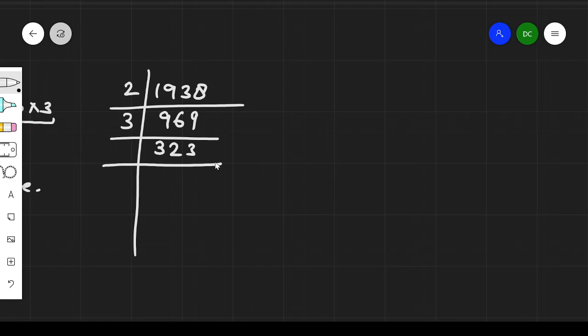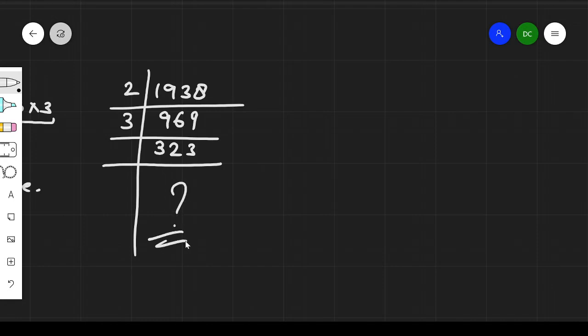So, is it divisible by 5? No. Is it divisible by 7? 7 4s are 28. No, not divisible by 7 also. So, 11, let us check whether it is divisible by 11 or not. 11 2s are 22 and 10 will be there. So, no, not divisible by 11. Now 13. 13 3s are 39. No, it is not divisible by 13 also. 13 2s are 26. No, not divisible by 13 also. So, this way you can check whether it is a perfect cube or not. Now, after that we can check it by 17. So, you can do it by yourself.